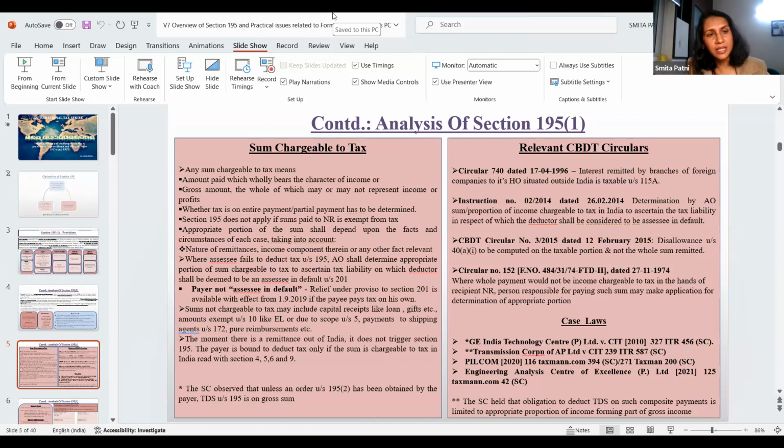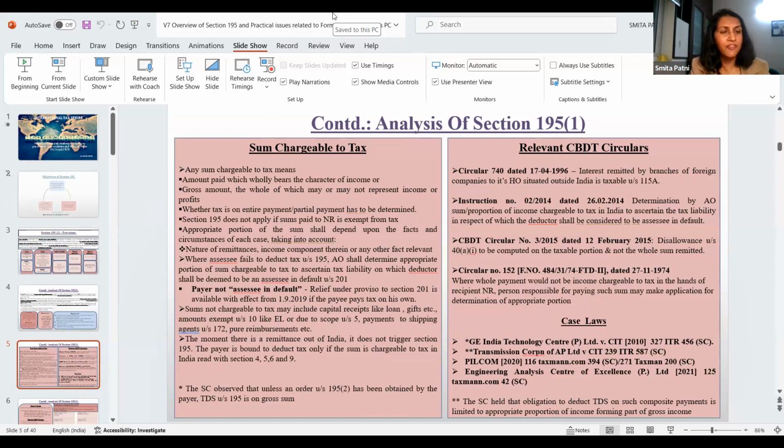There have been relevant CBDT circulars supporting this view. I will not go into all details of all the circulars. You can go through them. There have been a few Supreme Court landmark case laws which support this view. GE India Technology was very clear. That was the first landmark case in which the Supreme Court said that in order to determine the appropriate portion out of the gross sum, you have to go to section 195(2). I will come to 195(2). You have to go to the assessing officer for determination of that portion which is chargeable to tax, if you can't determine it on your own.